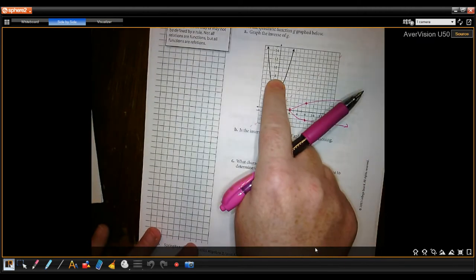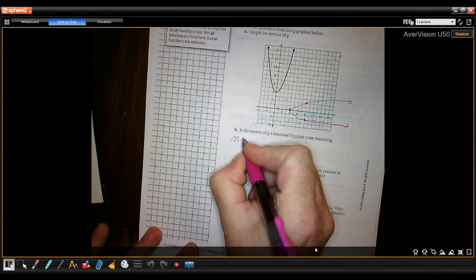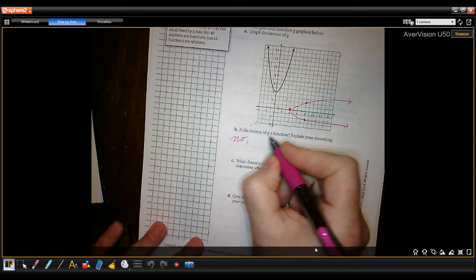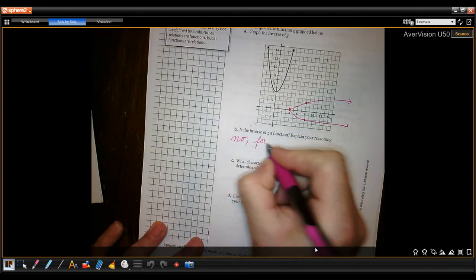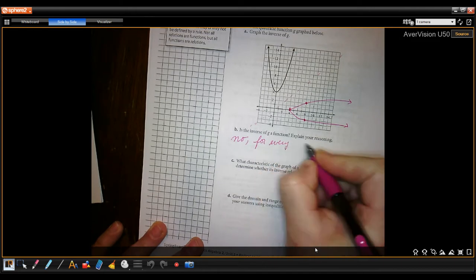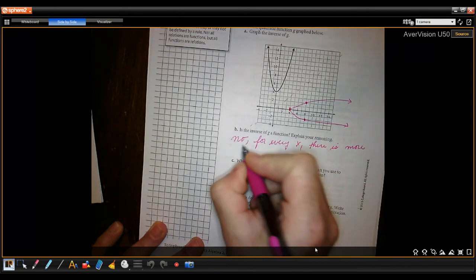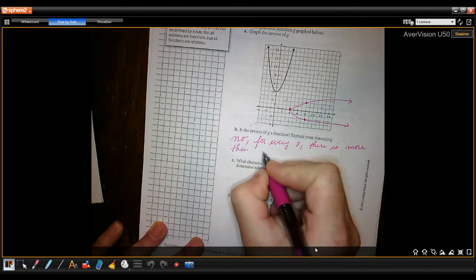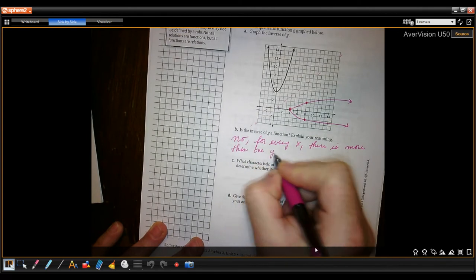Well, this is a function, but is this? And hopefully you'll say no, because for every x, there is more than one y. Okay, this is what I want to see in your homework. I want to see this kind of answer, because this tells you why it's not a function.